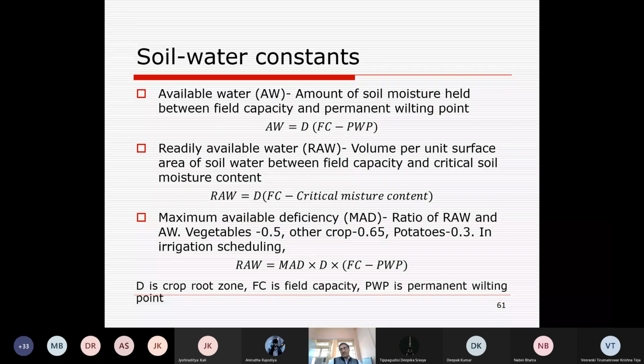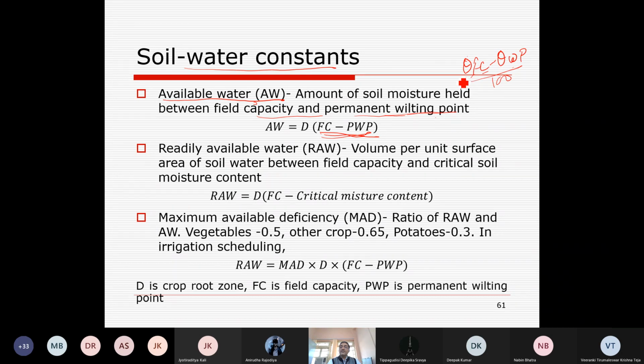Now, this is what we have already discussed, but to make it very clear, soil water content like available water, you have already learned, is a matter of difference of water between field capacity and wilting point. So it is the available water to the crop, the amount of soil moisture held between field capacity and permanent wilting point. But this is in terms of bed basis moisture content. If it is in percentage, then divided by 100, the difference between these two.